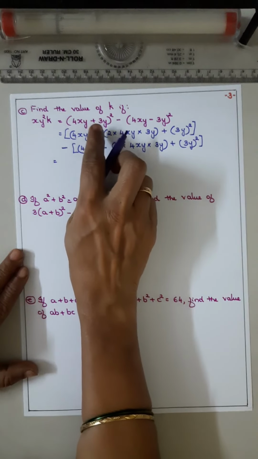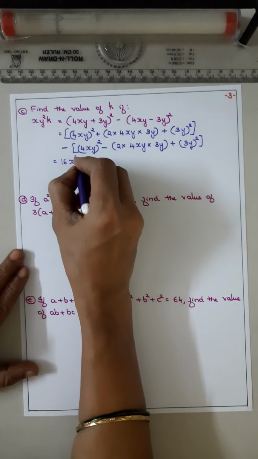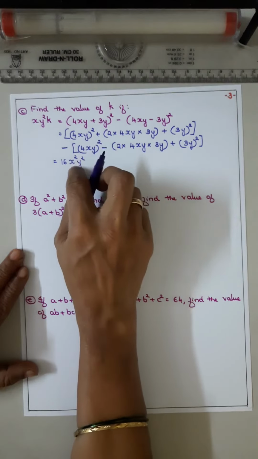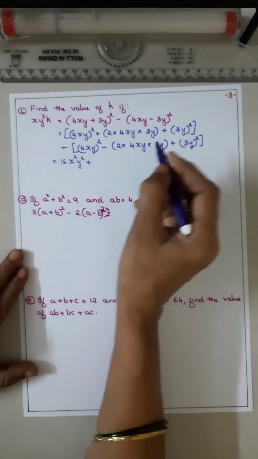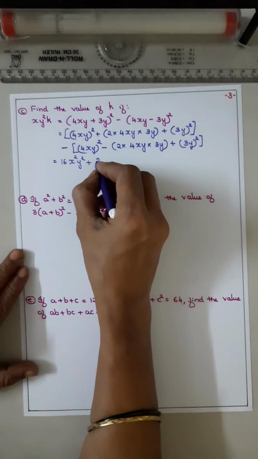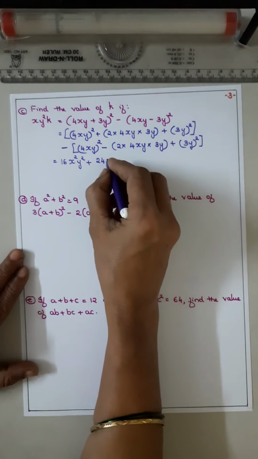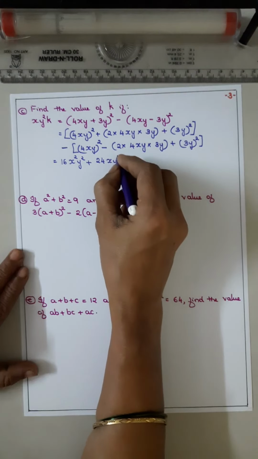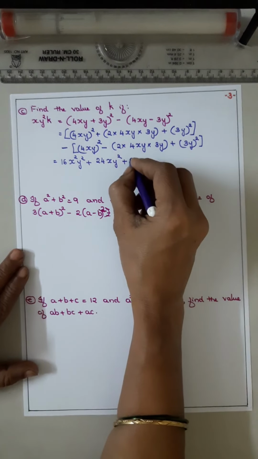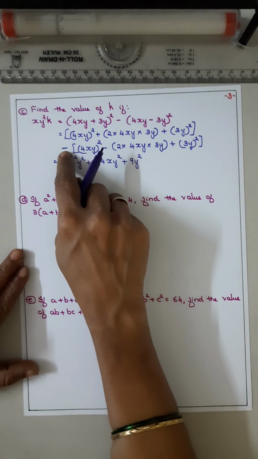Now 4 square will be how much? 4 4s are 16 x squared y squared, isn't it? Plus 2 4s are 8, 8 3s are 24, xy y means x y 2 times, that is xy squared. Now this one will be plus 3 3s are 9 y squared. Now here it is minus.